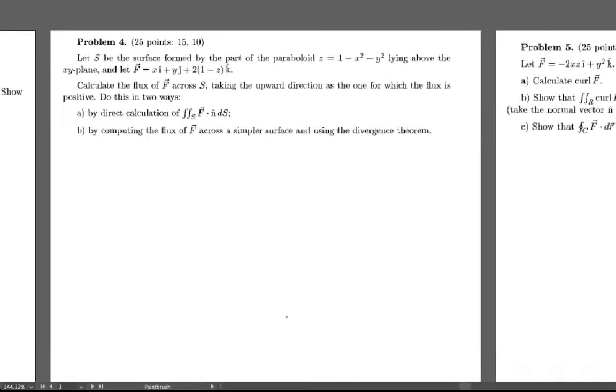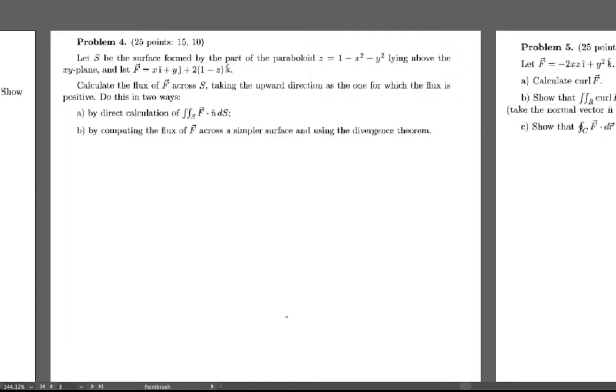Let S be the surface formed by the part of the paraboloid z equals 1 minus x squared minus y squared lying above the xy plane, and let f vector equal x i plus y j plus 2(1 minus z) k hat. Calculate the flux of f vector across S taking upward direction as the one for which the flux is positive. Do this in two ways: a, by directly calculating the surface integral of f vector dot n dS, or b, by computing the flux of f vector across a simpler surface using the divergence theorem.